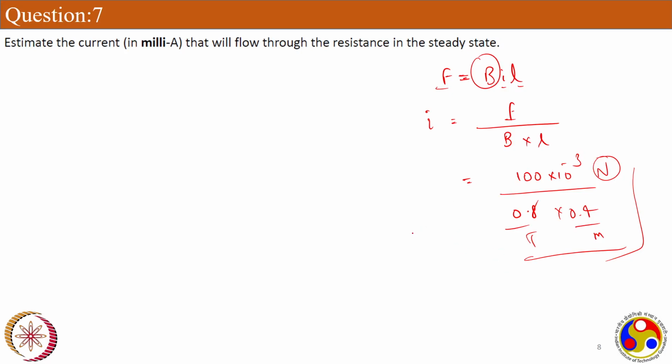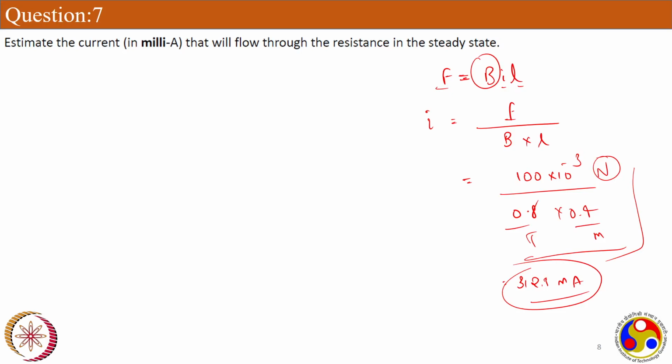Now, current you can calculate. It would be around 312.5 milliamps. So the quickest way to answer this question fast is to strike the formula of force, which is BIL. In a similar way, the induced EMF, by the right hand rule, gives you the formula E equals BLV, where B is the flux density, L is the length, and V is the velocity. So E equals BLV. There also you can get this equation.